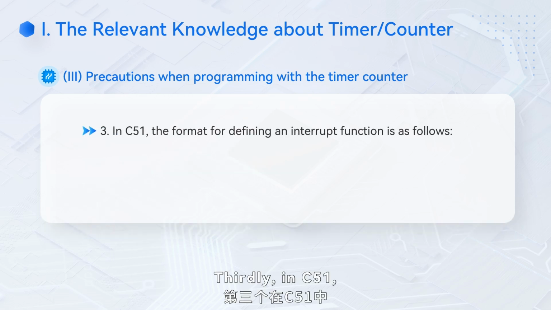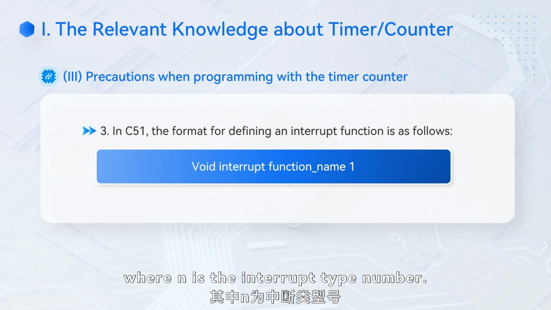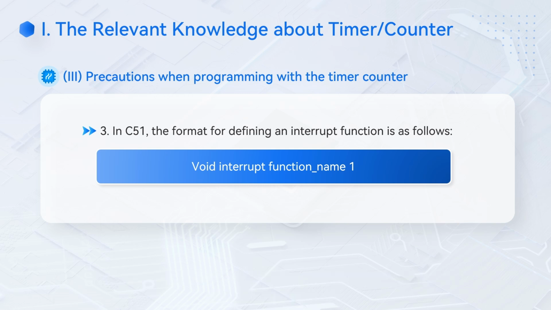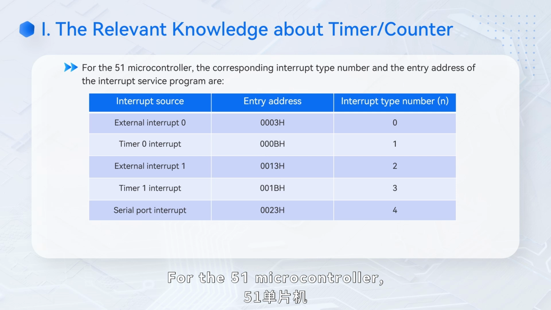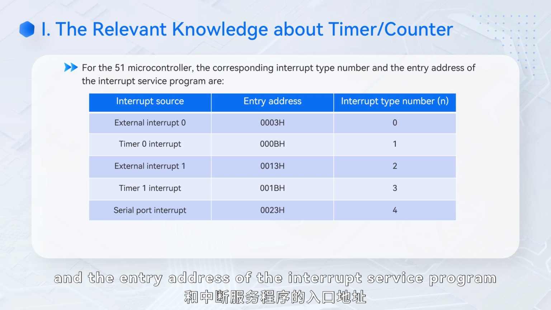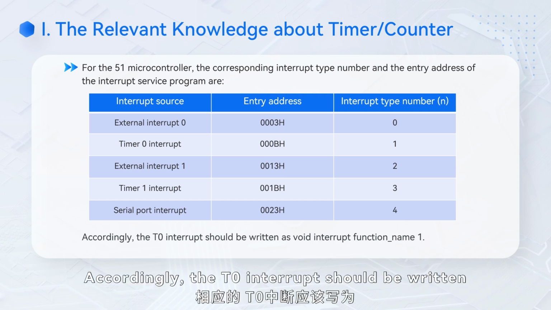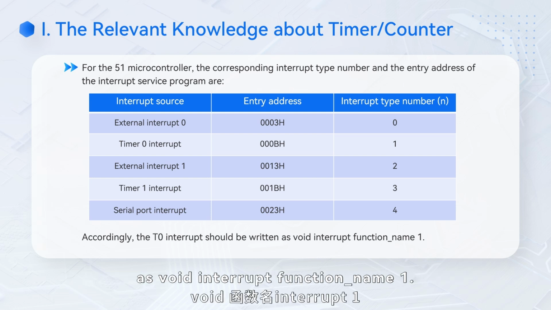Thirdly, in C51, the format for defining an interrupt function is as follows, where n is the interrupt type number. For the 51 microcontroller, the corresponding interrupt type number and the entry address of the interrupt service program are shown in the table. Accordingly, the T0 interrupt should be written as void interrupt_function_name1 interrupt 1.